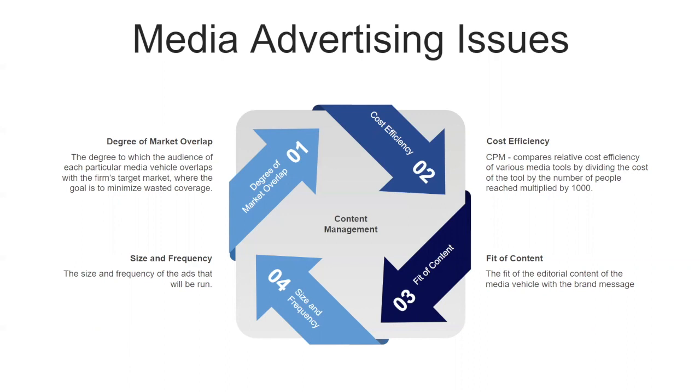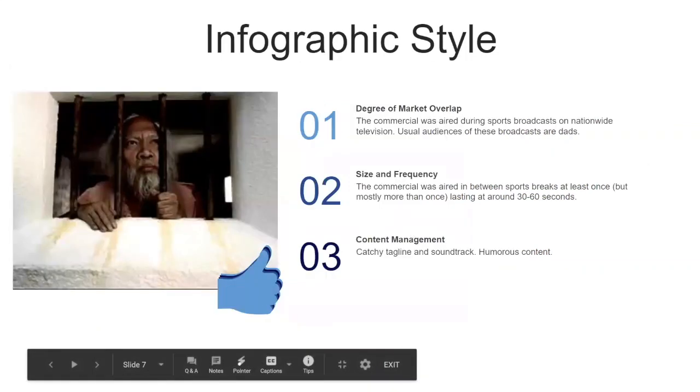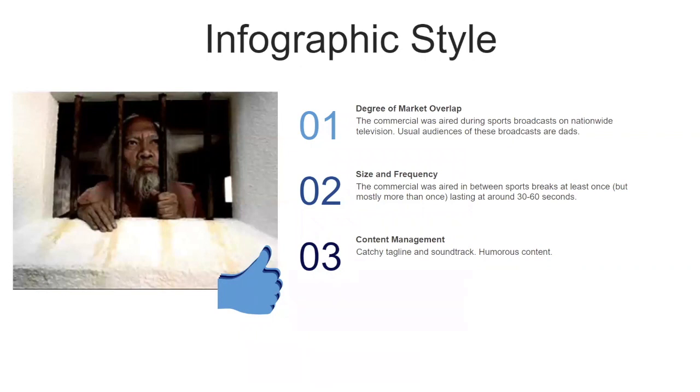Since this will be broadcasted in a mass media platform, there are a lot of other advertisements there, and your goal is to attract the viewer's attention so that your advertisement and promotion would stand out. A particular example of this is the Boysen commercial. I'm sure all of you know this, and the content of the commercial is still stuck in your heads. So let's examine this example. For the degree of market overlap, this commercial was aired during sports broadcasts on nationwide television. The usual audience of these broadcasts are the dads who are also Boysen's target market. They usually are the ones who make use of these products for fix-ins and renovations.